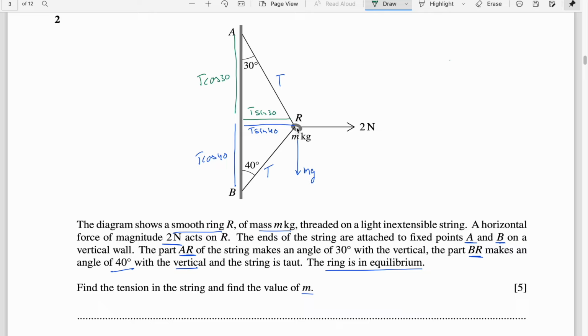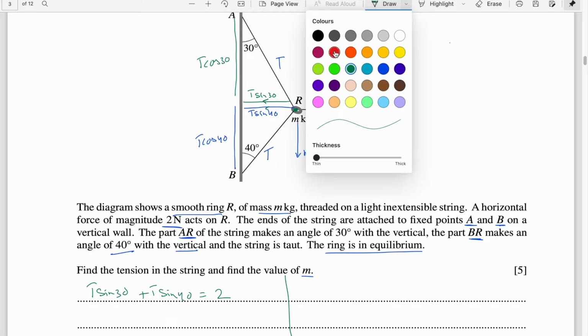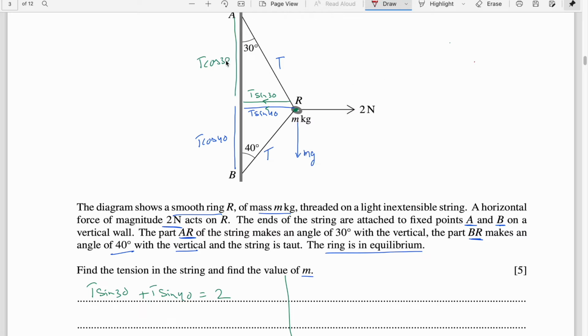Now I'm going to resolve about this ring, about this given point. I'm writing the horizontal forces, that is T sin 30 away from the ring and T sin 40 away from the ring towards the left-hand side, and on the opposite side, 2. So this is one of the equations. Let the other equation be in the vertical direction. So say the upward force is T cos 30 and there are two downward forces. One is T cos 40 and the weight, mg.